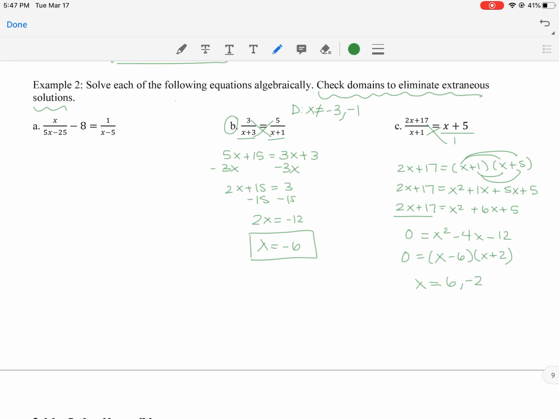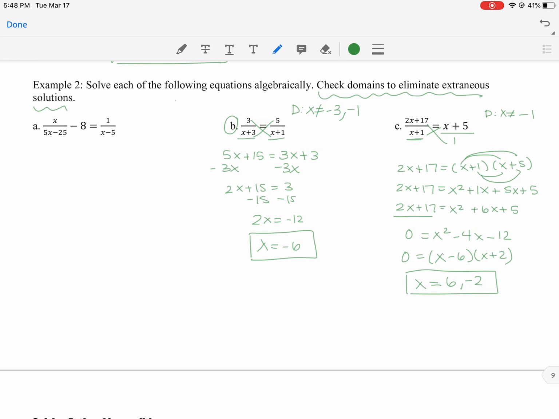This is where you want to go back and check the domain. So notice our denominator here says x plus 1. So that means our domain restriction is x cannot equal negative 1. And notice we do not have negative 1 as one of our answers, so we do not have an extraneous solution. Okay, let's go back to A now.